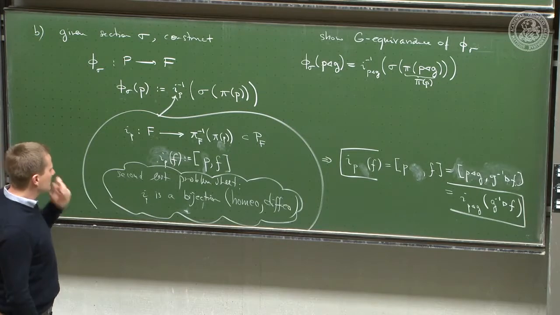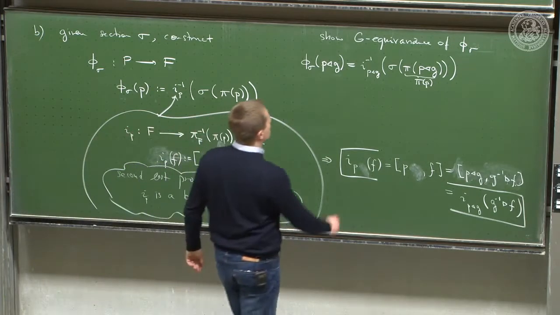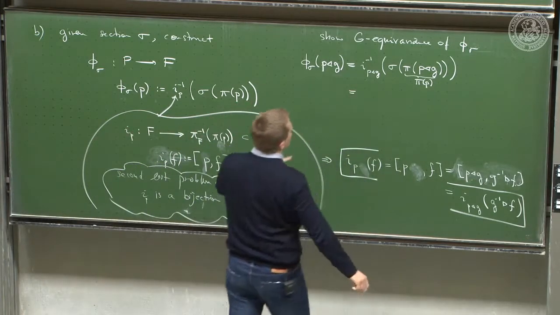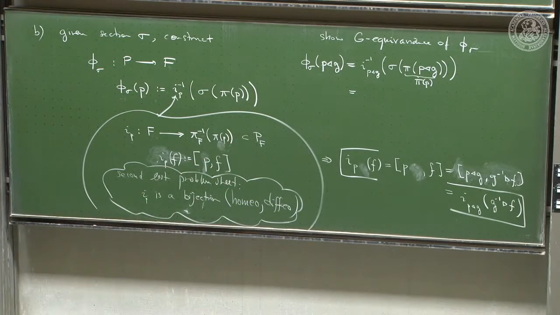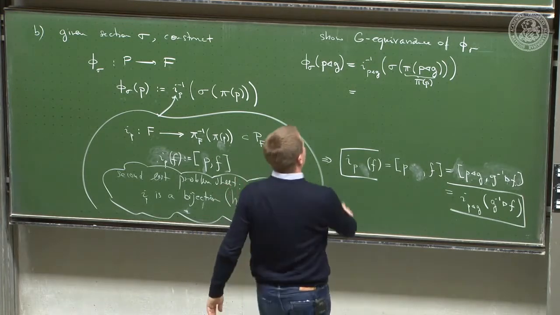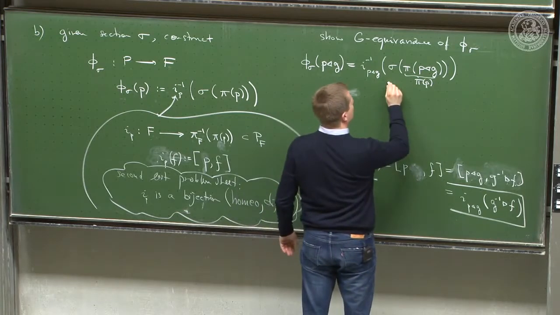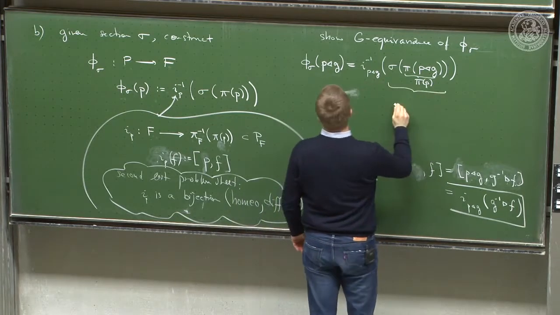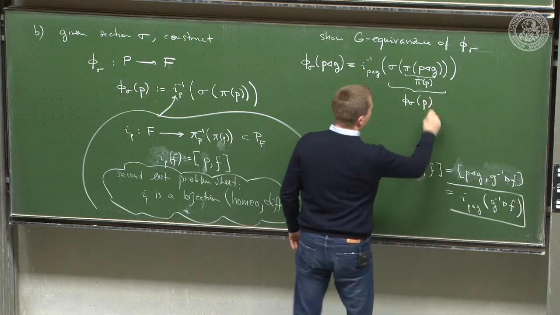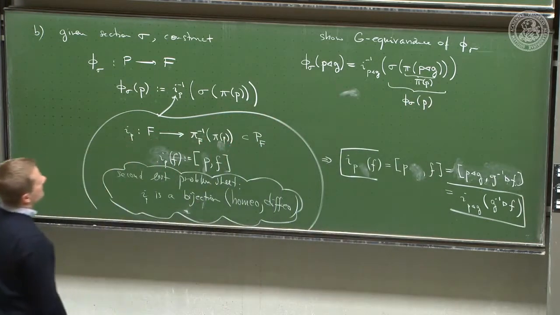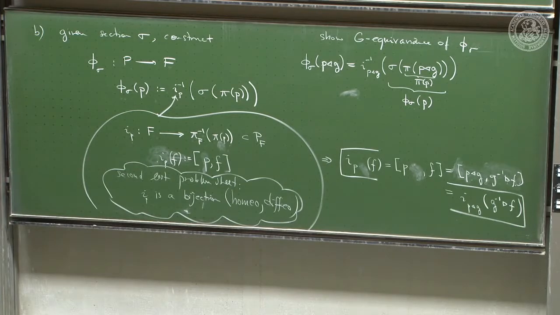Okay, so what's our next step? It's the pi of P. Yes, and the trick is to write this sigma of pi of P, this whole bracket, as the phi sigma of P, which it is, right? Yes, that's what this is.